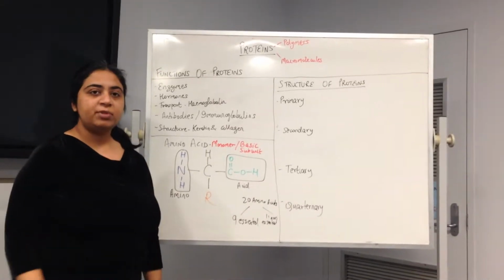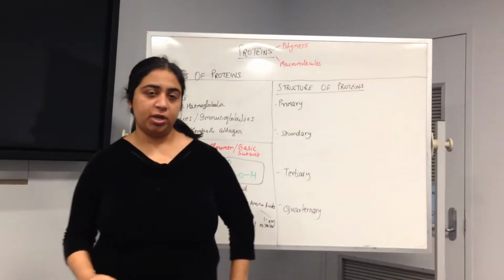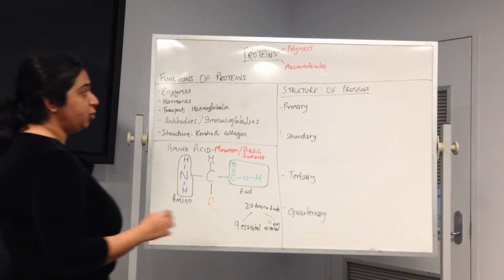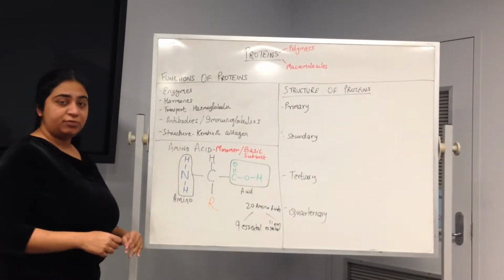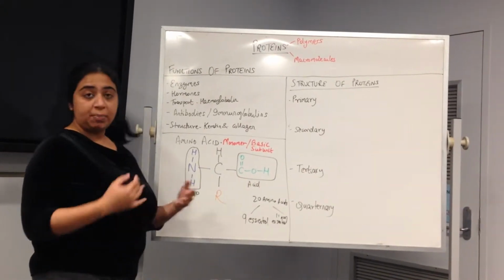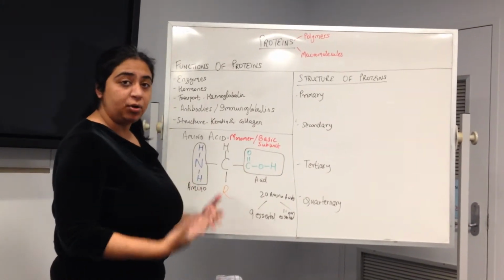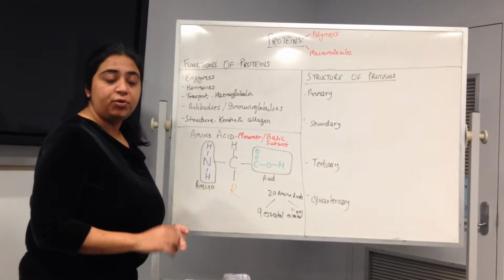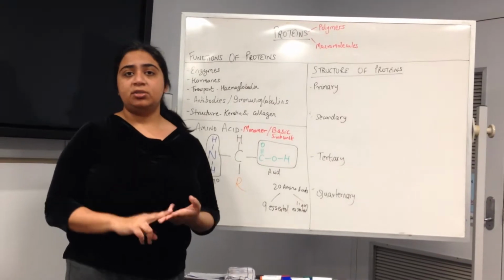So proteins are some of the most abundant and diverse macromolecules found in living organisms, and they perform a variety of functions in the human body. I have listed some of those functions below. Proteins can act as enzymes, which are biological catalysts that help speed up chemical reactions in the human body. Proteins are also hormones. So you have your insulin, progesterone, testosterone, and estrogen.